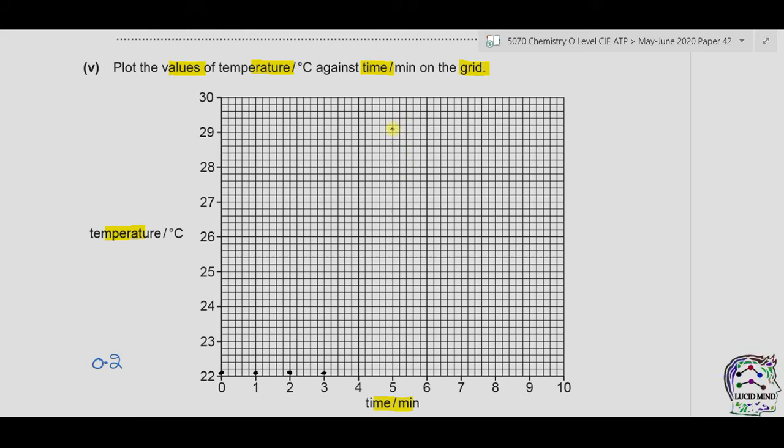So this is 29.1. Similarly, at the 6th minute it is 28.9, at the 7th minute it is 28.7, at the 8th minute it is 28.5, at the 9th minute it is 28.3, and at the 10th minute it is 28.1.